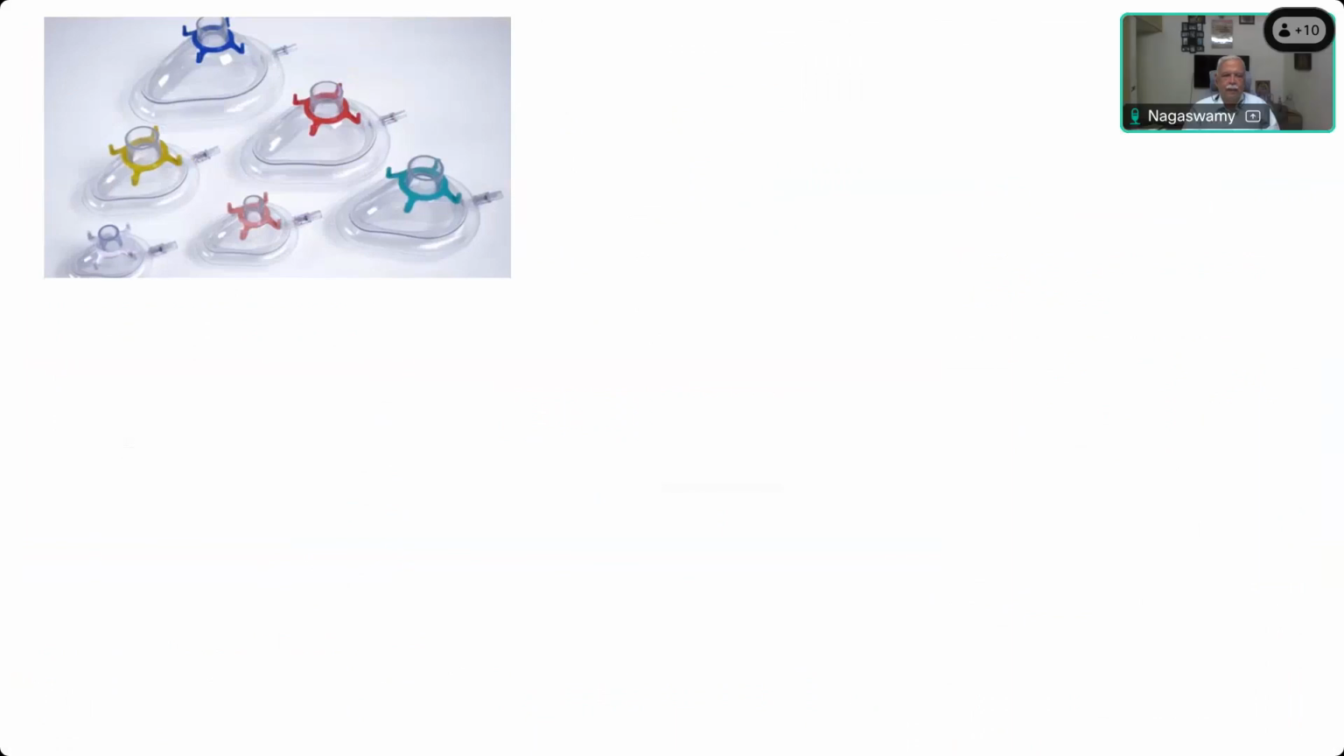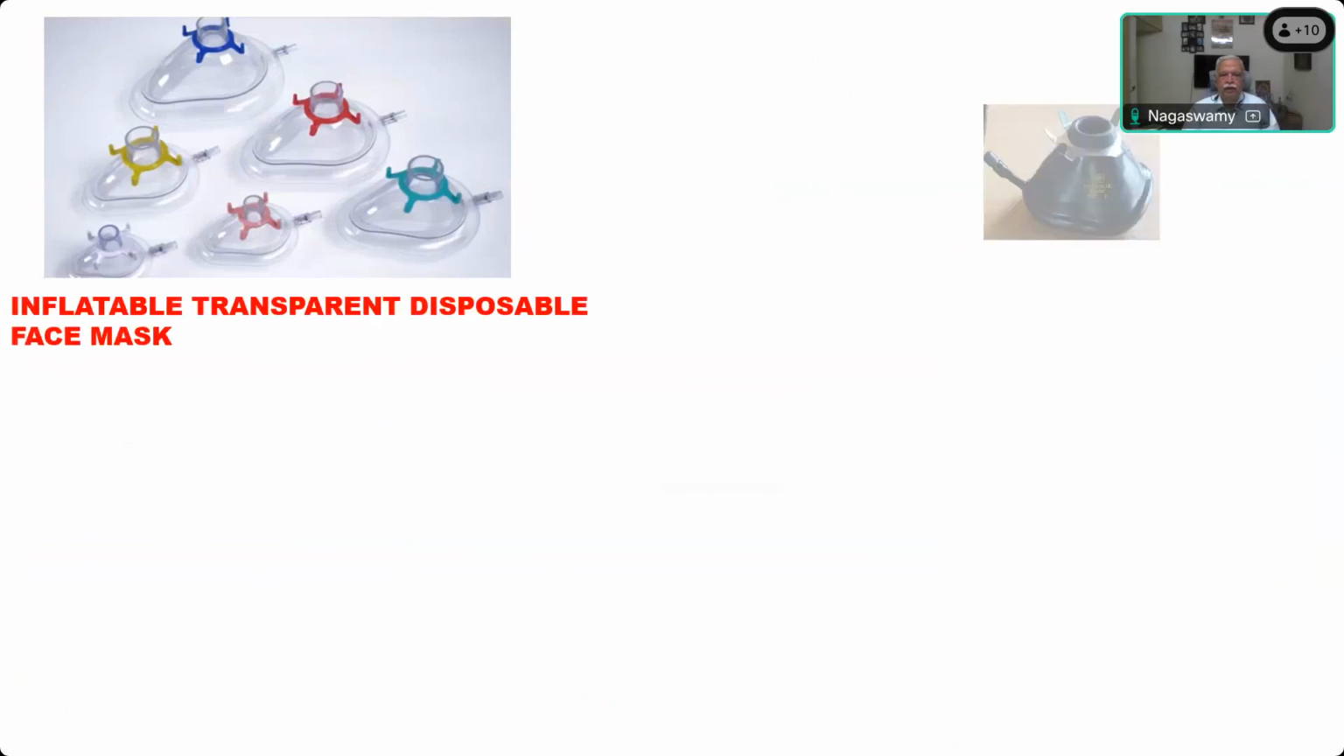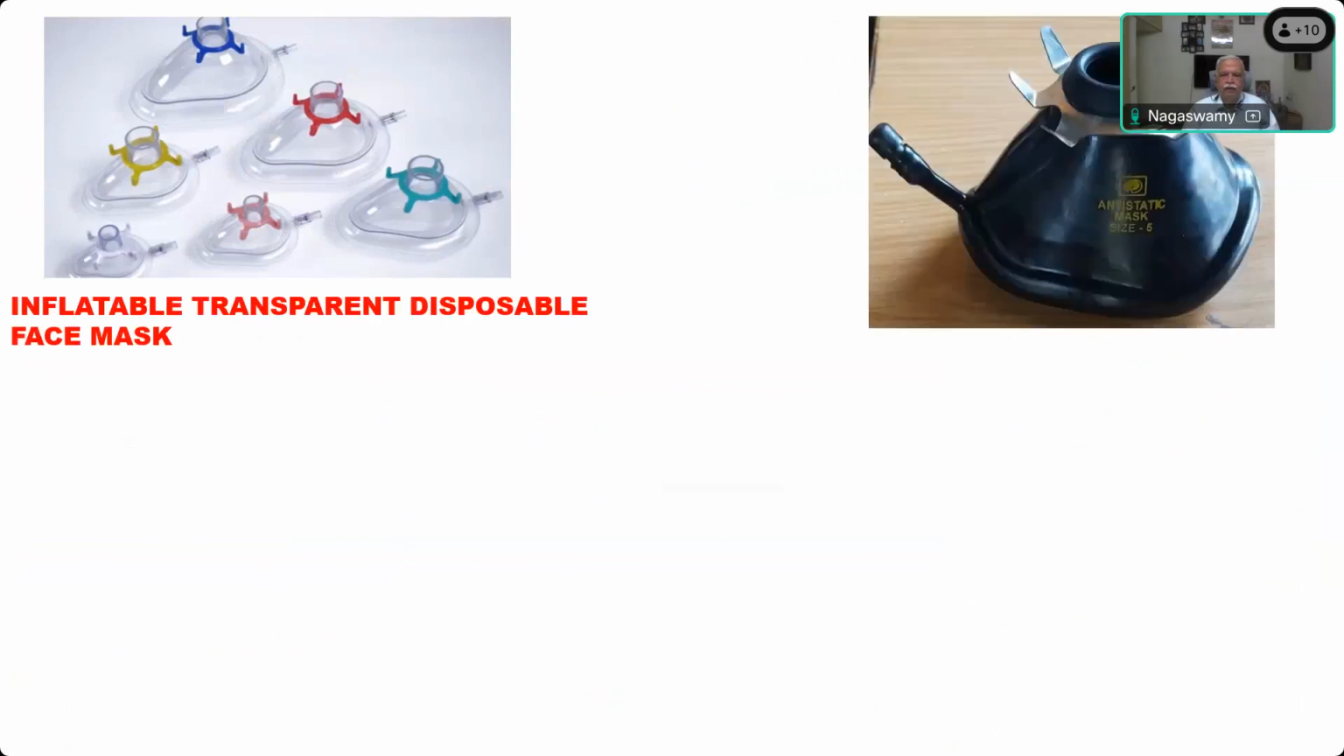What is this? Different sizes of color-coded face masks. Transparent face mask, scented mask, disposable, single-use mask. It is supposed to be single-use, but we are using it again and again. Okay, what is this? Anti-static rubber mask. It's an old type of rubber, black rubber anatomical mask.